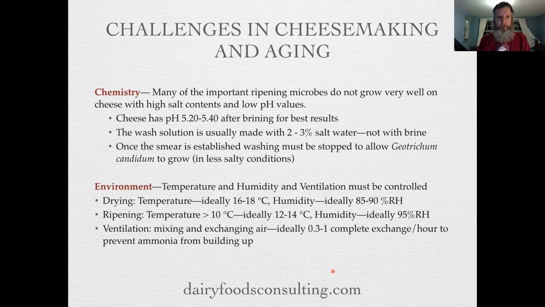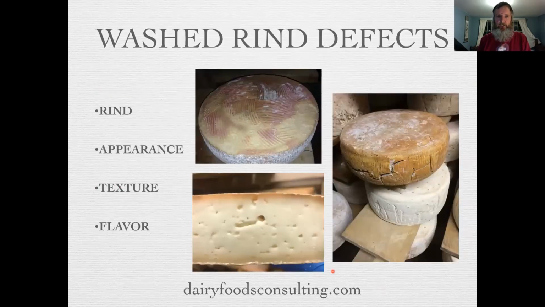Now we're going to jump into the actual defects. The way I thought I'd do it today is I would focus on the rind first. We'll do washed rind defects first, and then we'll do bloomy rind defects, because they are very different. With washed rind cheese, we don't want mold on the rind until it's done.